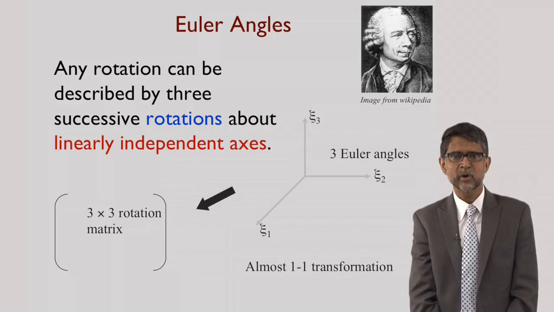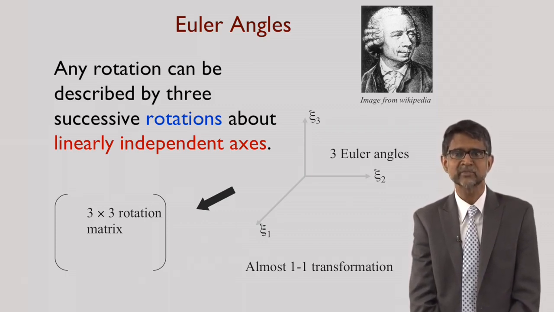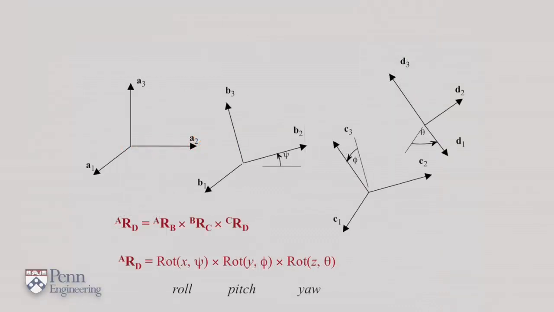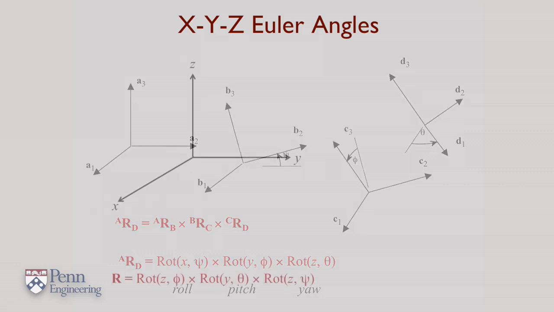It's almost one-to-one, but there are certain points that are analogous to the North Pole and the South Pole on the Earth's surface at which the Euler angles are not well defined. This set of Euler angles is often called the XYZ Euler angles, and that's because the sequence in which these rotation matrices are multiplied relates to a rotation about the x-axis, followed by the y-axis, followed by the z-axis.